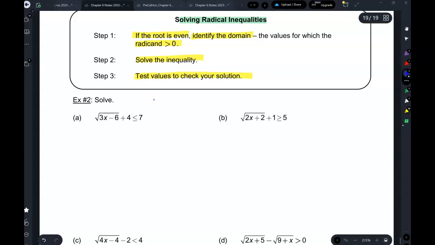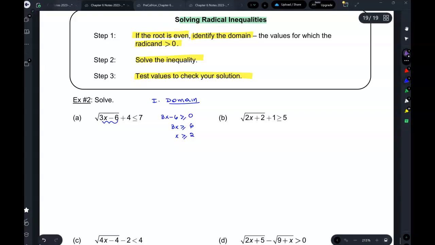So here's how we do that. You take the stuff inside the radical, that's the radicand, and you say that has to be greater than or equal to 0. Because it can be 0 inside, it just can't be negative. So now 3x is greater than or equal to 6. x is greater than or equal to 2. Okay, and I'm just going to let that hang there for a little bit.